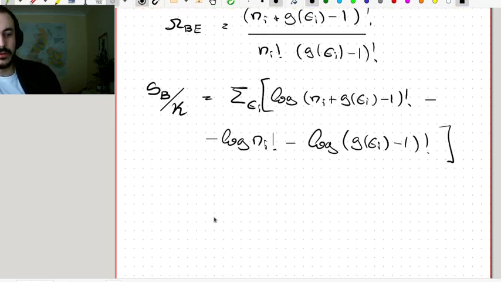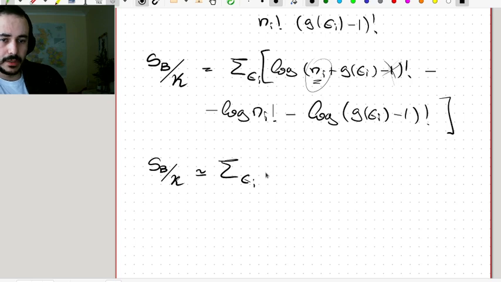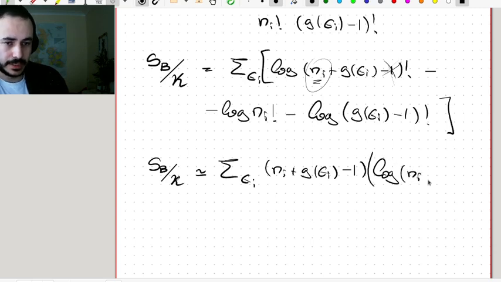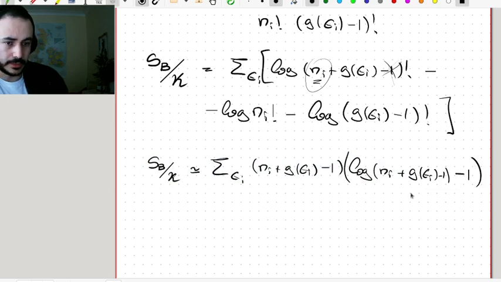Okay. So we can again apply Stirling's approximation. These are always going to be large, and actually we can make a second approximation: if these are large, the minus 1 terms can be thrown away easily. So S_BE is approximately equal to the sum of (n_i + g_i - 1) times the logarithm of (n_i + g_i - 1), then minus (n_i + g_i - 1) again, so it's a quite cumbersome expression, minus n_i log n_i.